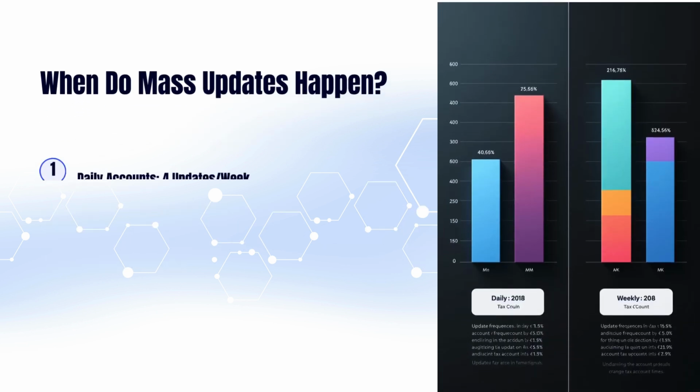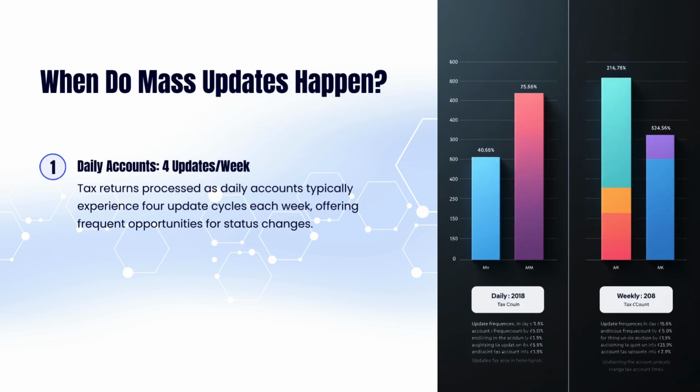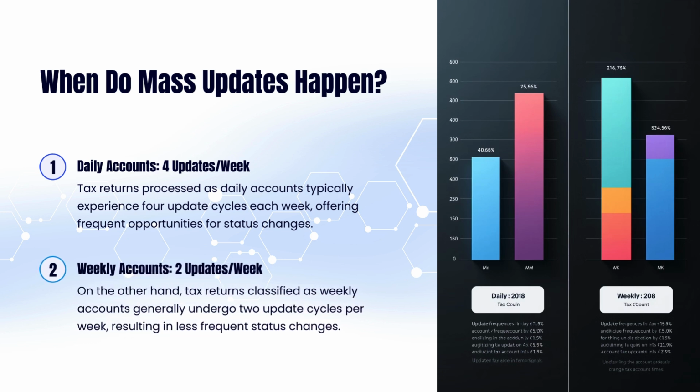When do mass updates happen? Daily accounts, 4 updates per week. Tax returns processed as daily accounts typically experience 4 update cycles each week, offering frequent opportunities for status changes. Weekly accounts, 2 updates per week. On the other hand, tax returns classified as weekly accounts generally undergo 2 update cycles per week, resulting in less frequent status changes. So now you know, whether you're in a daily or weekly cycle will totally influence how often you'll see your return status updated. Definitely something to keep in mind.